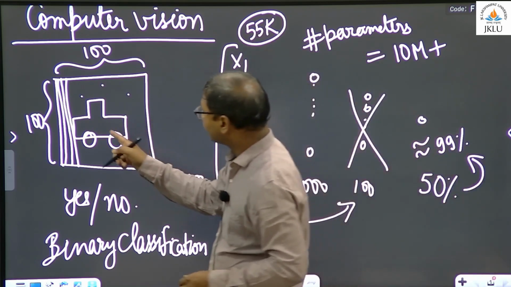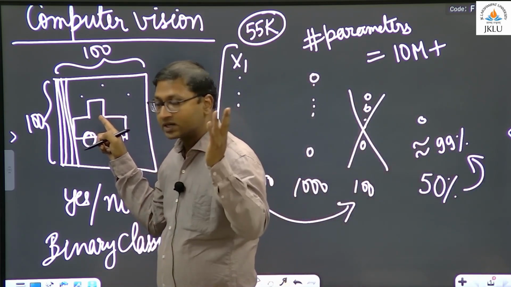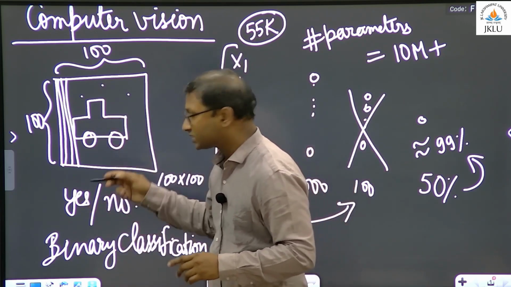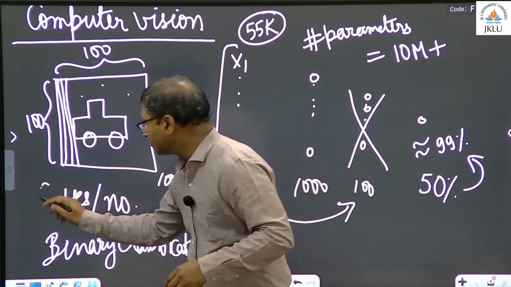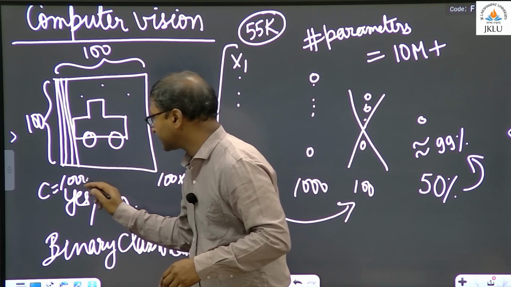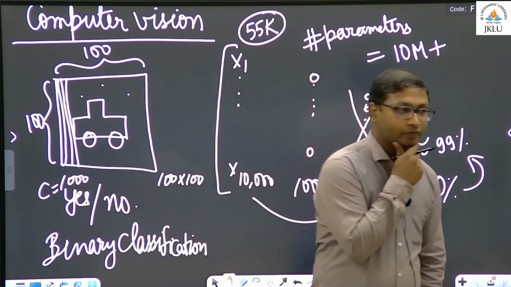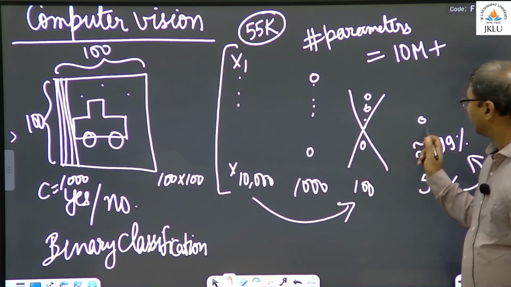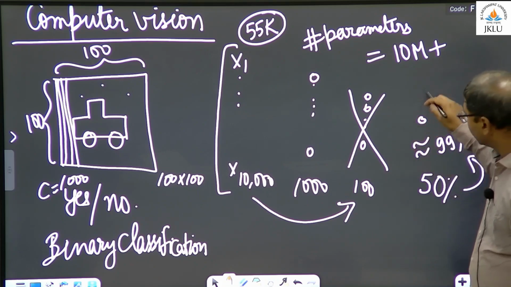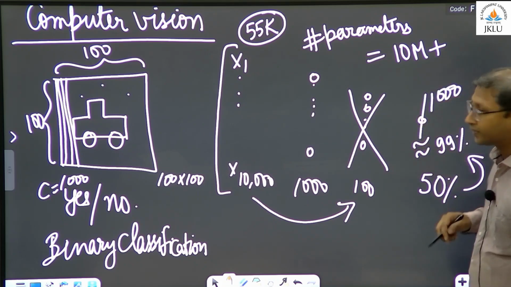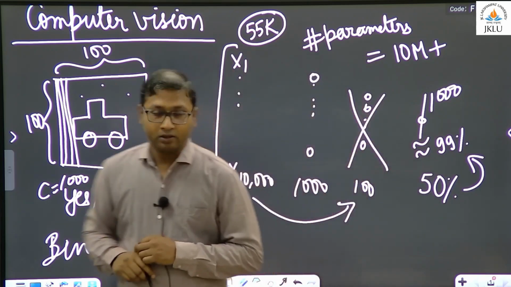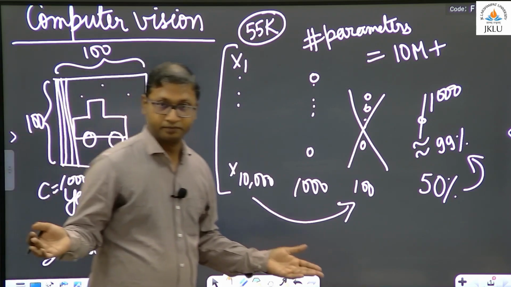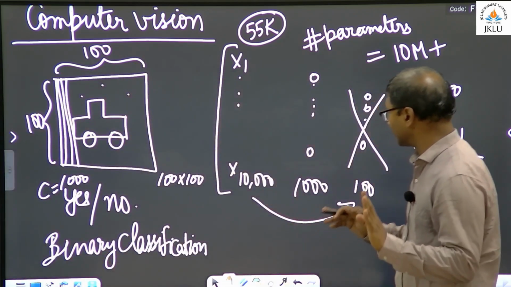Now what happens if I have many more classes instead of just one class? Instead of just these 2 classes, I have, let's say, C equal to 1000 classes. Then what will happen? Instead of 1, I will have 1000 in the output here. Can I still solve the problem using the same method? Yes, you can. There is nothing that stops you from doing it.